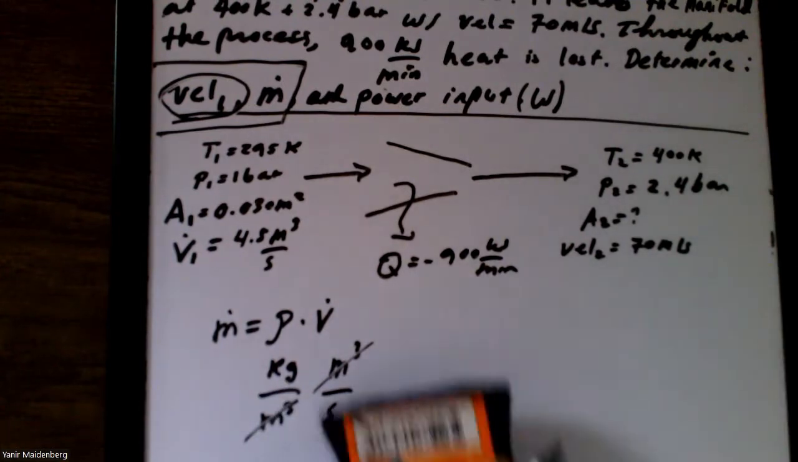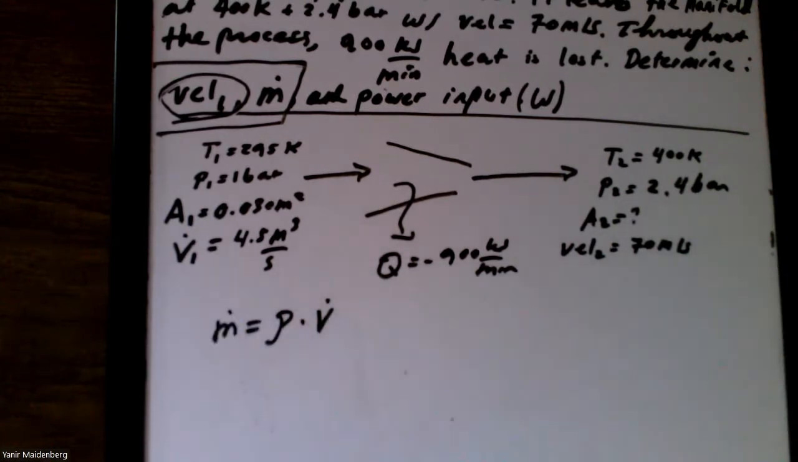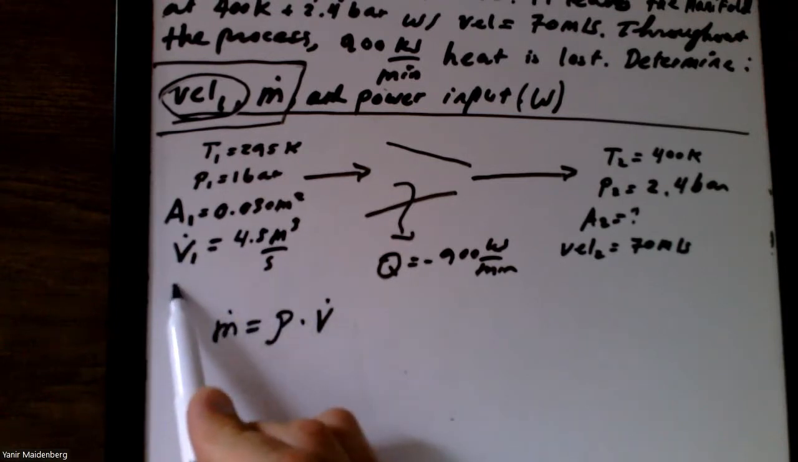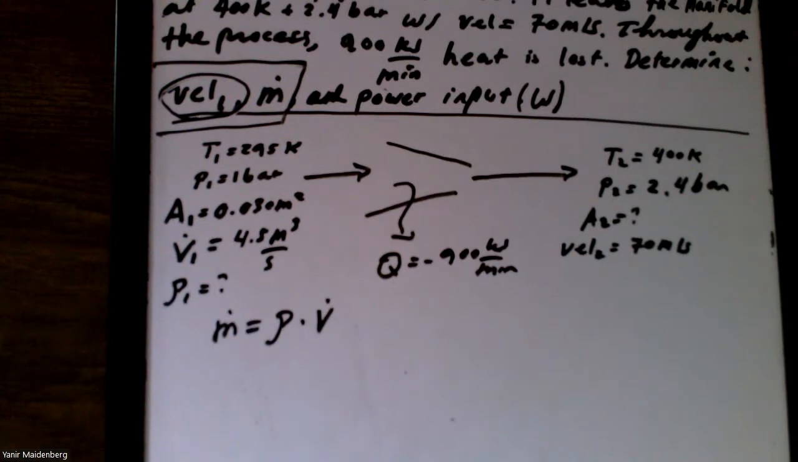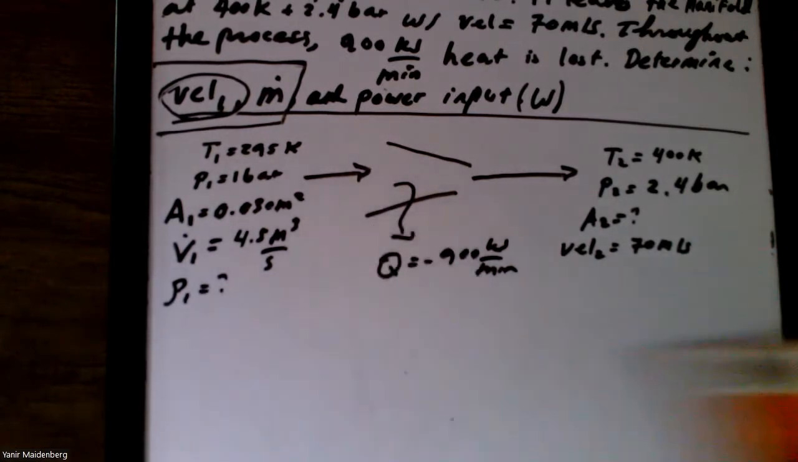So I want to be able to get my density. I don't have the density in the beginning or at the end, and I know the volumetric flow rate here. What I should strive to do is get the original density. Because if I can get the original density, I have the original volumetric flow rate, and I can get the mass flow rate, which is going to be true throughout. Okay, so how do I do that?